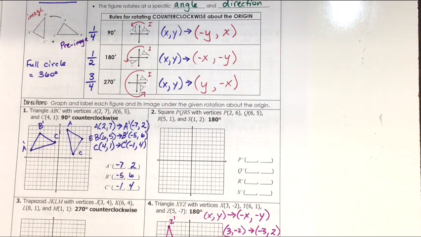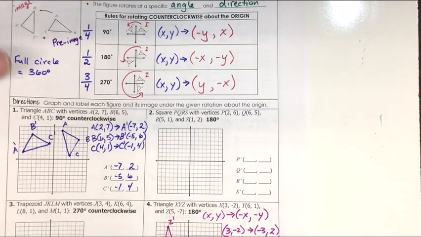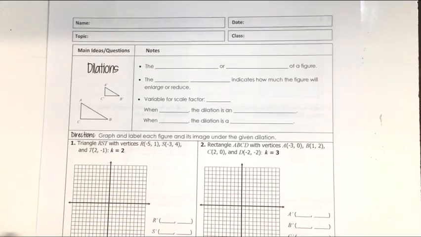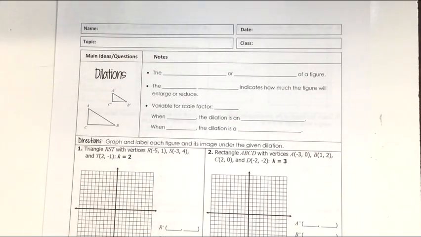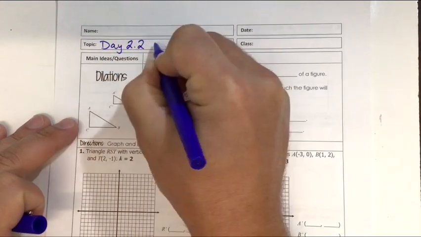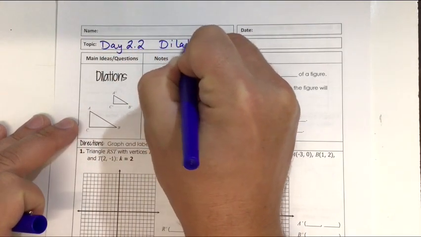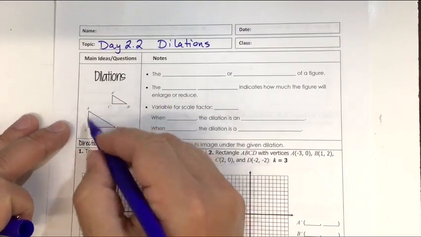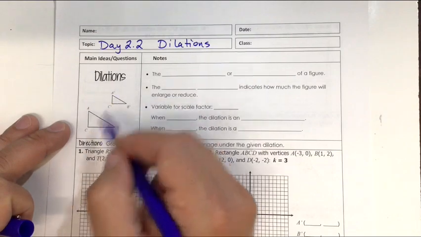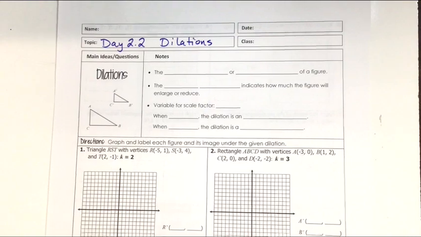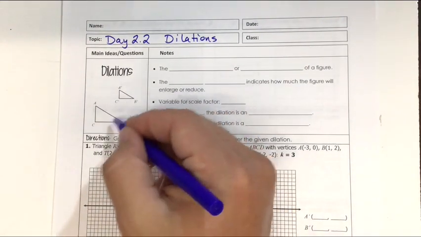So we will take a look at some more rotations in class next time, and then we will move on in our notes to our lesson on dilations. Now, what I want you to understand about dilations is that they are a little bit different. Okay, when we talk about dilations, notice that these triangles, this preimage and image, are not the same size. And dilations are a transformation that change the size of our figure but keep the shape the same.